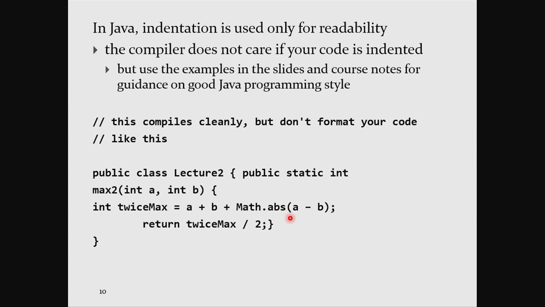I guess I should be doing this with the pointer, sorry. No indentation here. There's a new line here, so max2 appears on a different line. There's no indentation here. There's some weird indentation here. Everything's inconsistent. It's very hard to read. The compiler doesn't care.